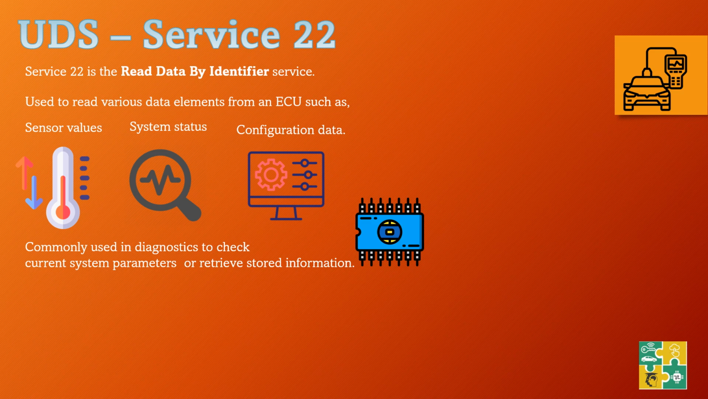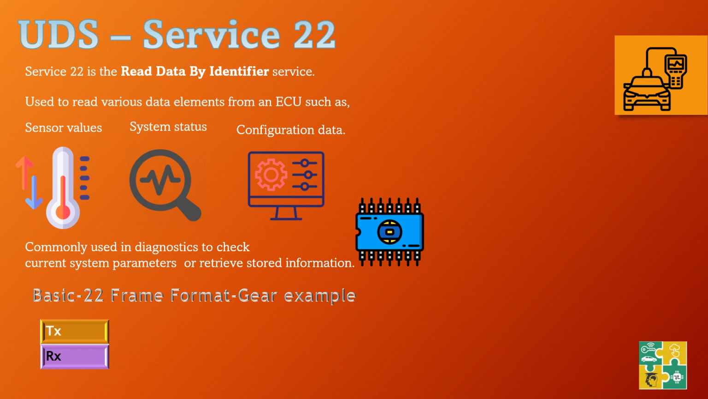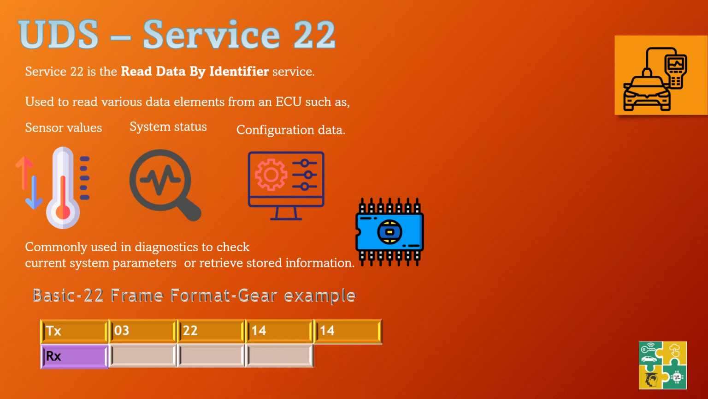So there is a basic frame format which we saw in the last service as well. Here also we are going to see how the frame format will look in the 22 service. If I send, first will be 03, the data length. That means there are 3 bytes of data that we are going to send to the ECU. Followed by the data length will be 22, the service ID, that is what we are discussing. Then another 2 bytes will be the DID.